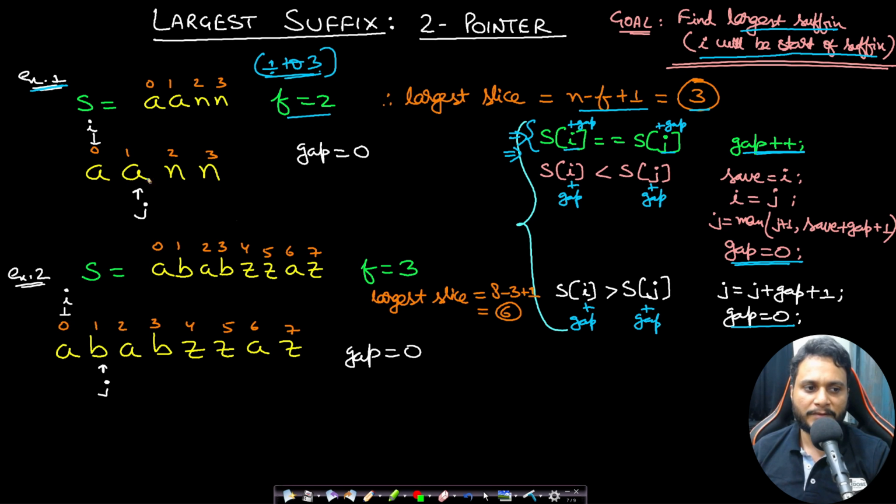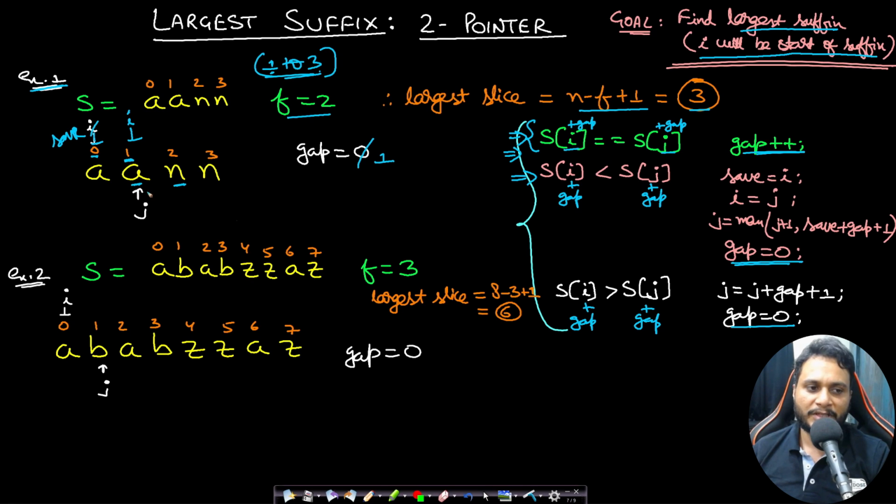So in this case, when we take double A double N, we match the 0th character with the first character. They are matching, so the gap value will increase by 1. Then match i plus gap, that means the first character, with j plus gap, the second character. So they are not matching. If they are not matching, which case is hitting? This case, i plus gap less than j plus gap, is hitting. So in this case, I will be saving the previous index of i, let's name it save, and then I will be updating i to the new j value.